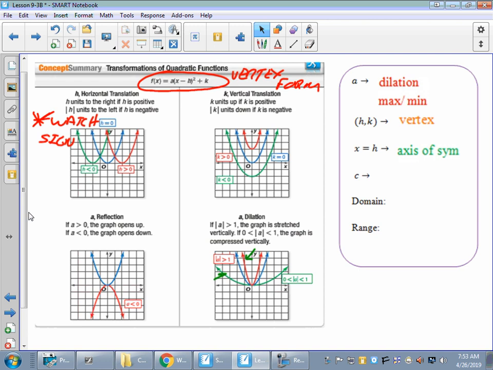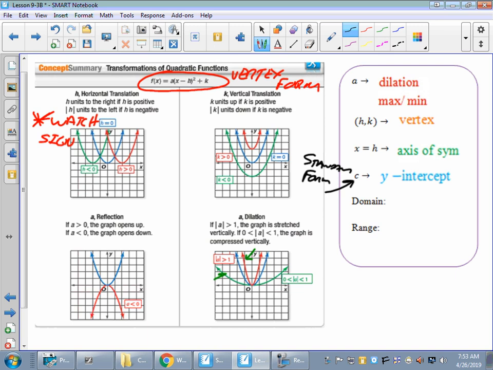So if you're in standard form, remember, then we can take our C value right away. So when you're working from standard form to vertex form, don't forget about your C value in standard form. You can get your y-intercept right away, and that helps you with one of the points.